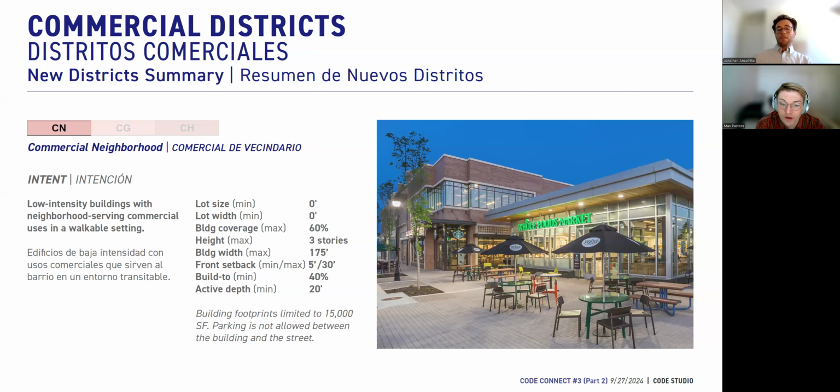So at least on the ground floor, we would have a build-to, an active depth of 40% and 20%. That just means that 40% of the width of that site facing the street would have a building located right up there. And that going 20 feet in from the facade of that building, the depth of that would have 20 feet of habitable space. So things like stores or things where you would have folks spending time and not storing things. And again, just a reminder, the building footprints for this district are limited to 15,000 square feet.